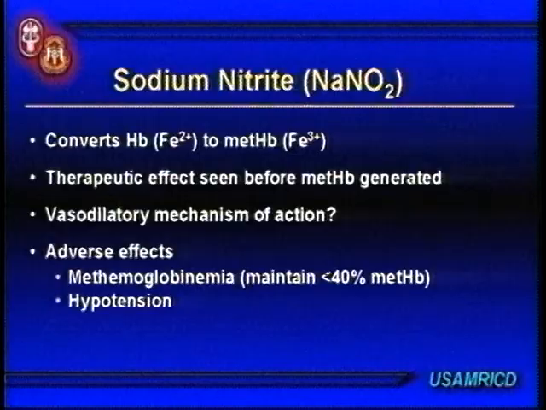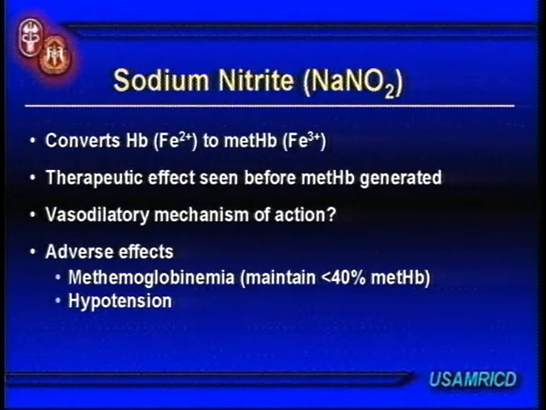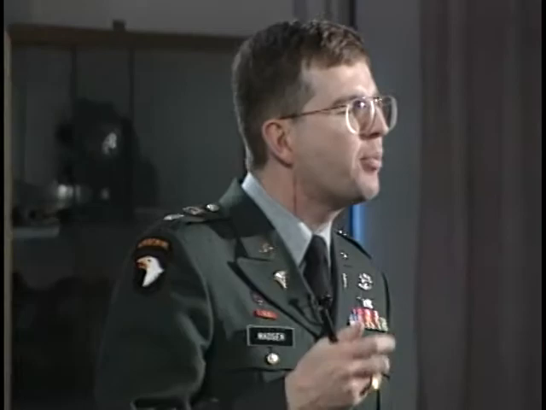Instead, we use another nitrite. We use sodium nitrite. Converts some of the oxyhemoglobin to methemoglobin. And we're not really sure how it works, because it turns out that it has a therapeutic effect before we can detect really elevated levels of methemoglobin. So maybe there's another mechanism of action for this. But for purposes of instruction, let's say that it acts by this route, by generating methemoglobin.